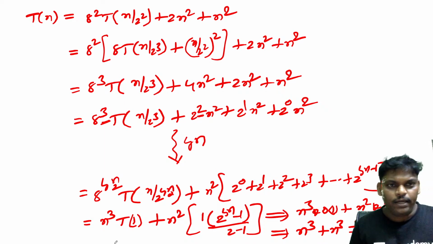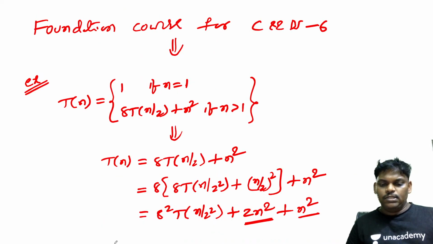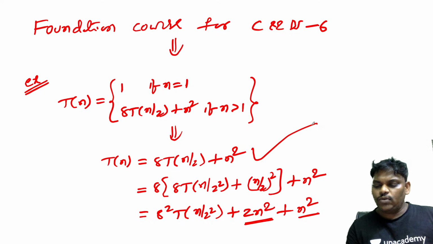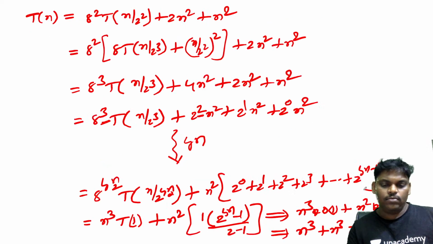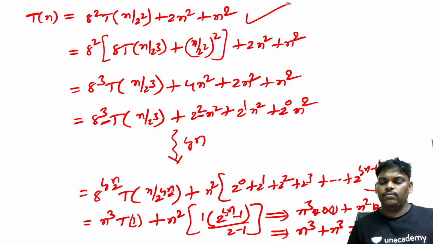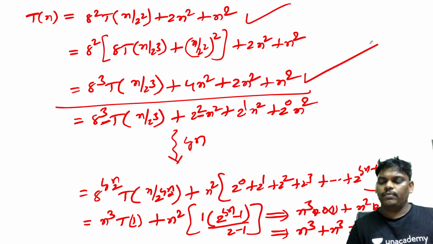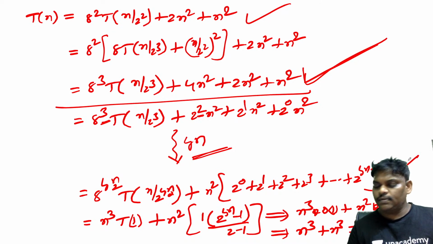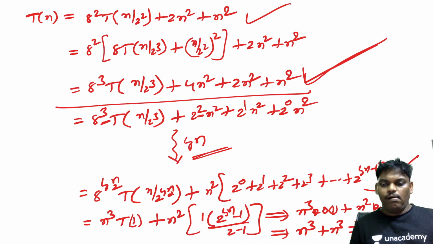Check, does anyone have any doubt? This is the answer using substitution method. This is the first round, after second round, after third round. After the third round, this gives clarity about what is going on. So I went for log n rounds, and finally n cube. Verify if anyone has a doubt.